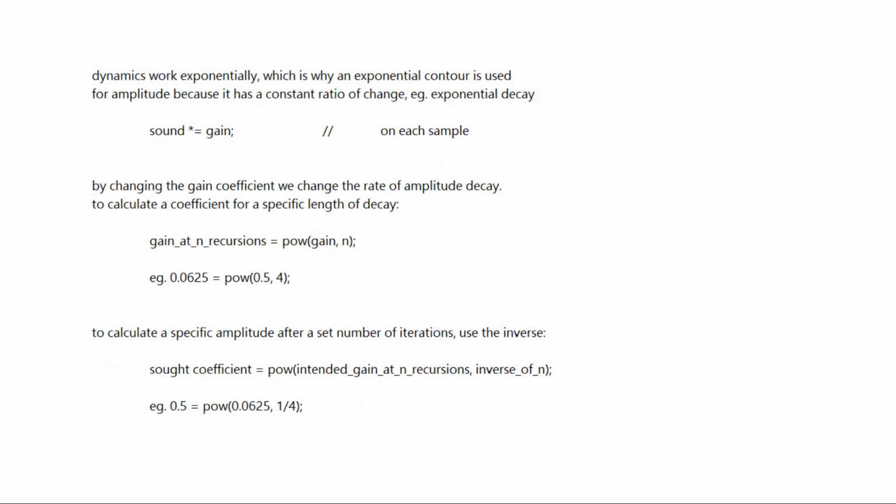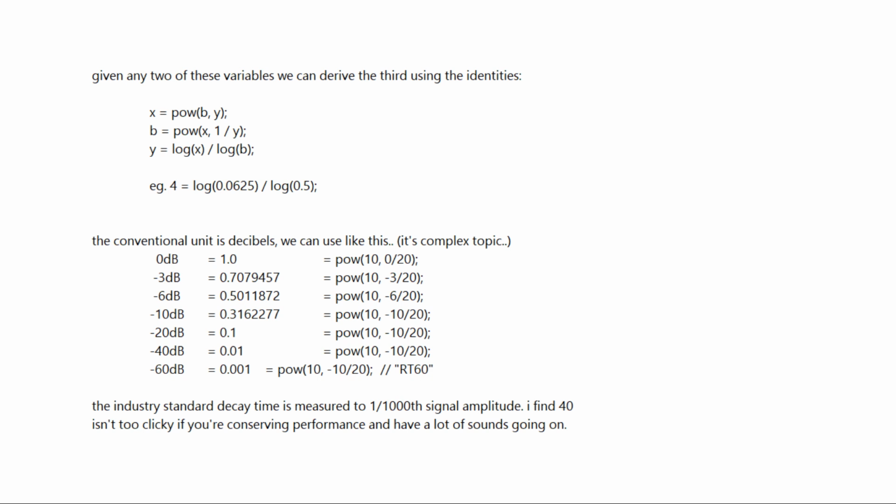ratios. Dynamics work exponentially, which is why an exponential contour is used for amplitude, because it has a constant ratio of change, for example, exponential decay. By changing the gain coefficient we change the rate of amplitude decay. To calculate a coefficient for a specific length of decay. To calculate a specific amplitude after a set number of iterations, we use the inverse. Given any two of these variables we can derive the third using the identities.